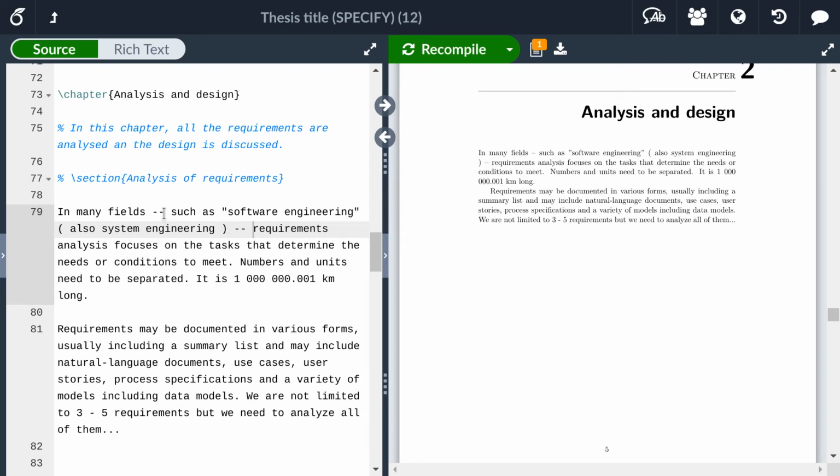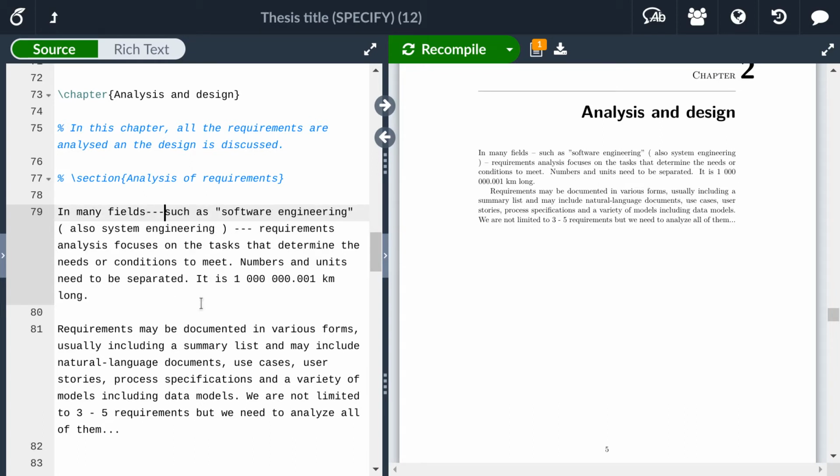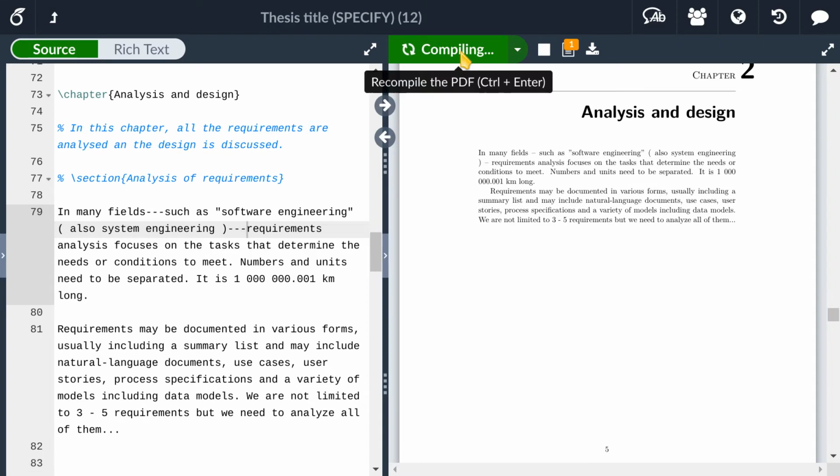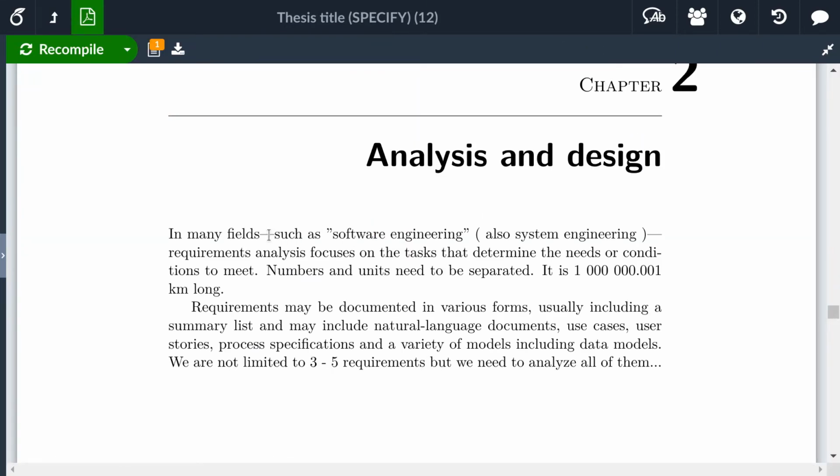We shouldn't stop with the en dash because there is also the em dash. It's done when we hit the minus sign three times, and in English we usually don't put any space around the em dash, unlike the en dash. So the longest one is the em dash.